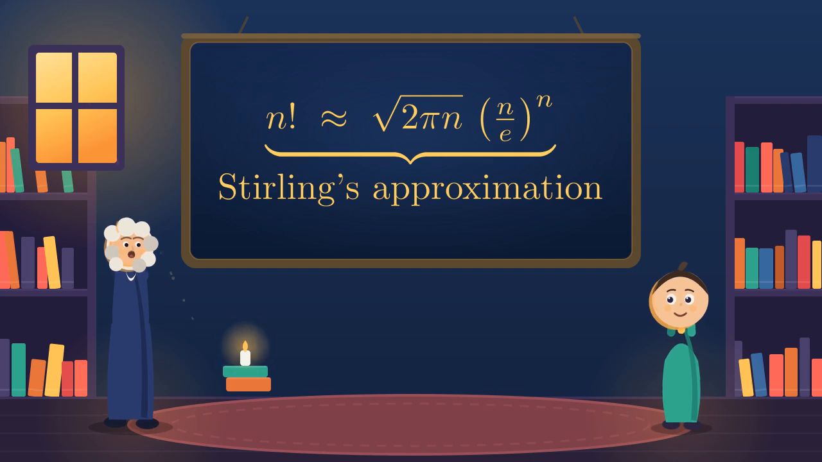The first uses Stirling's great approximation, a famous formula for n factorial. It says n factorial is roughly the square root of 2 pi n times the quantity n over e, all raised to the n. Stirling's formula is an adventure of its own, so we will give it a dedicated video very soon. For now, just watch what it does to our expression.